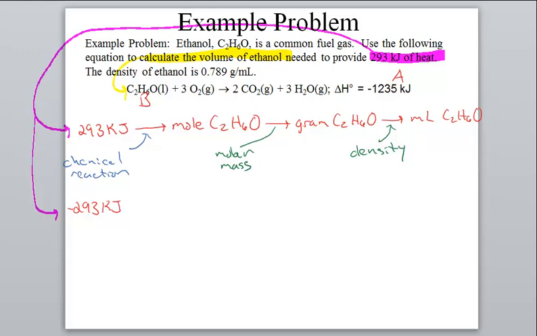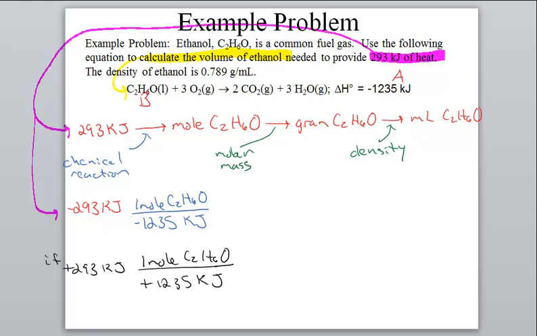So since I'm going to put a negative in front of the 293 kilojoules, when I do my mole to kilojoule relationship, that energy needs to have a negative next to it. If you wanted to start with a positive 293 kilojoules, then the relationship should be 1 mole per positive 1235 kilojoules. The amount of moles needs to be a positive number. Either way is fine. However you decide to start, just be consistent when you do.